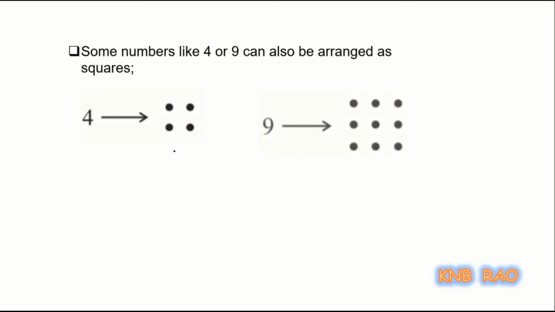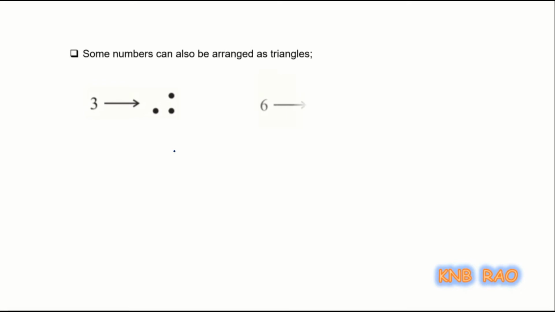9, which can be arranged as a square. Now, fourth arrangement. Some numbers can be arranged as a triangle. Here is a triangle 3. Here is a triangle 6. 6 arranged as a triangle. Watch it carefully. Along all the sides, you could find some speciality.